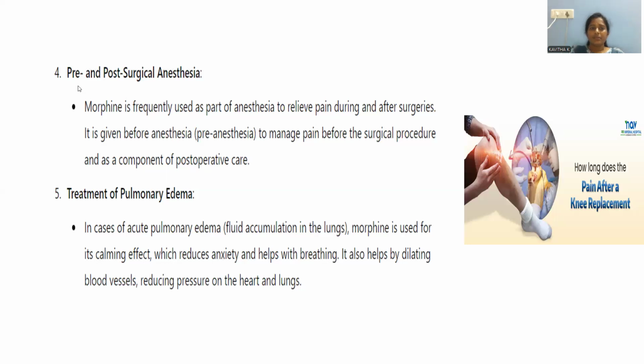Pre anesthesia is nothing but before going for the surgery. After the surgery, in order to relieve the pain, post surgical anesthesia is also required. Morphine is a frequently used part of anesthesia, a pain relieving drug, used during, before, and after surgeries. Pre-anesthesia will manage the pains before going to the surgeries, and as a component of post-operative care at that condition also, we will go for pre and post-surgical anesthesia.